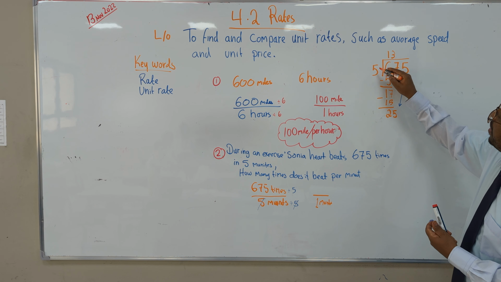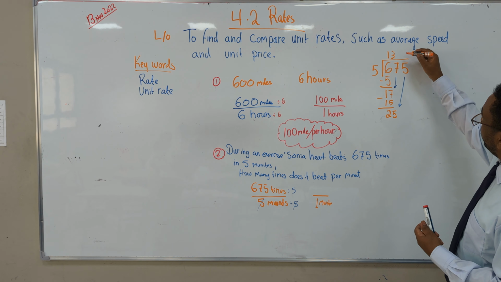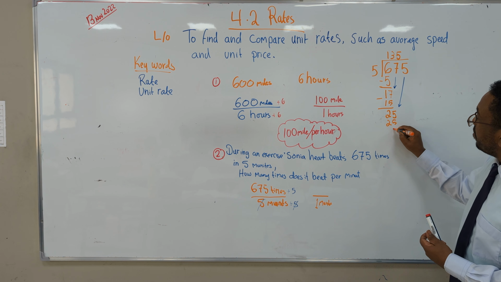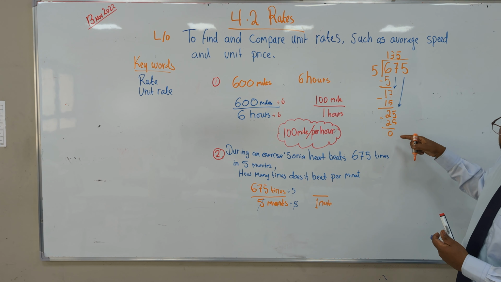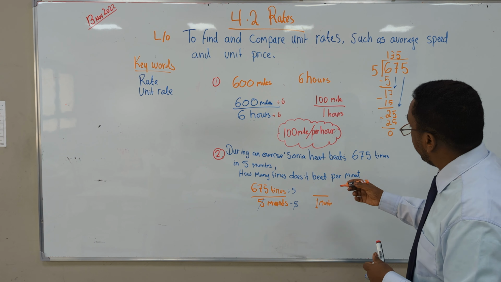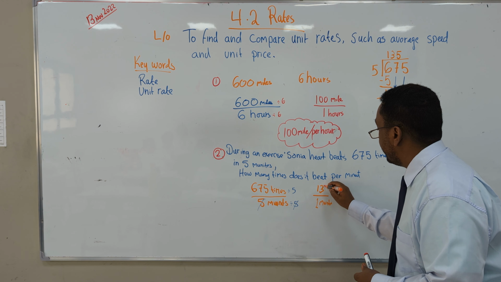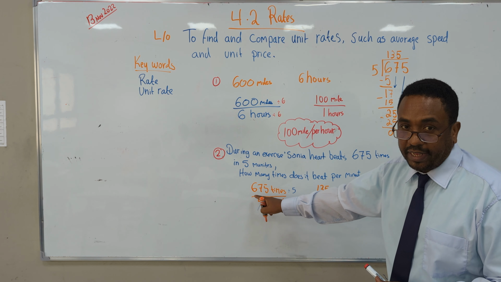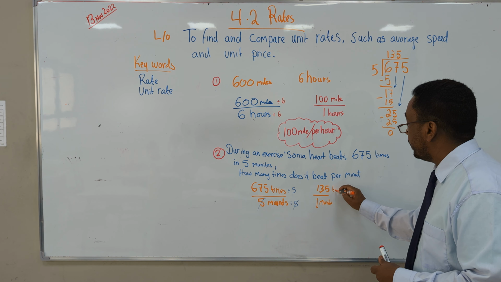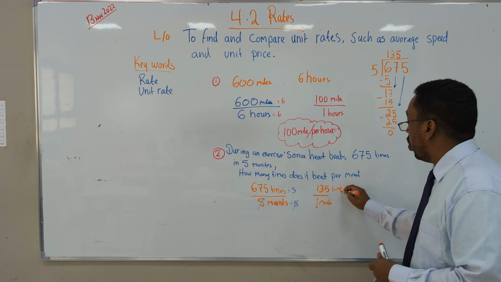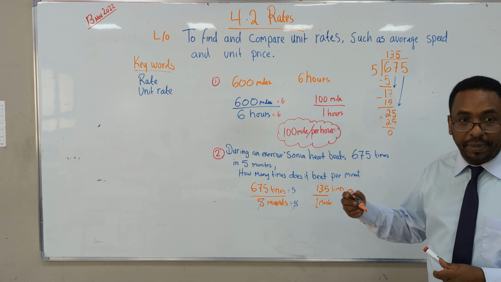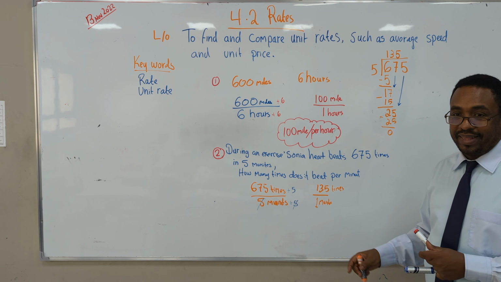Now tell me, how many times does 5 go into 25? 5. So we put 5 here. 5 times 5 will be 25. When we minus, this will be 0. As long as we reach 0 here, our final answer will be 135. So we need to write down here 135. When you divide 675 by 5, it will be 135 times. So we can safely say Sonia's heart will be beating 135 times every minute.